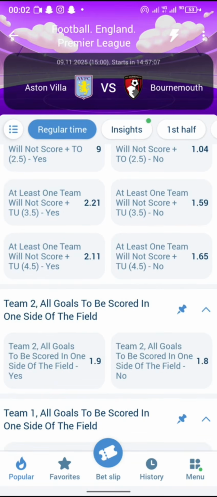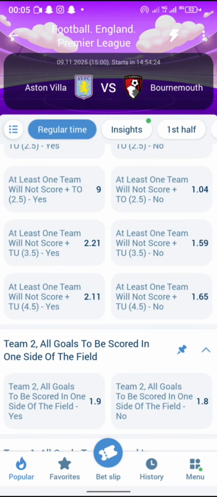Now, this option has two conditions in one bet. Yes, it's made up of two conditions in one bet: at least one team will not score plus total under 4.5. We have yes or no. So now let's start with the yes option guys.